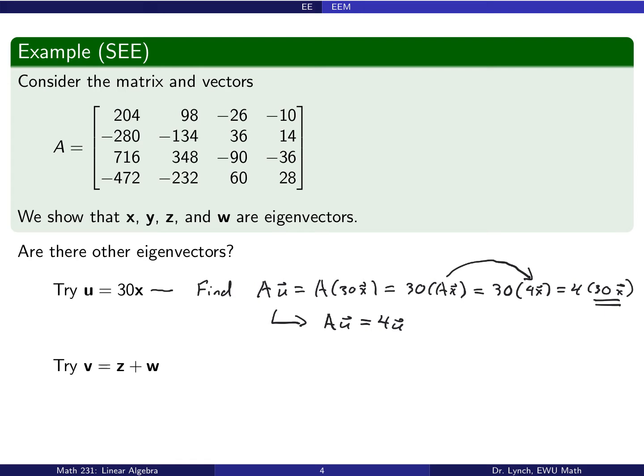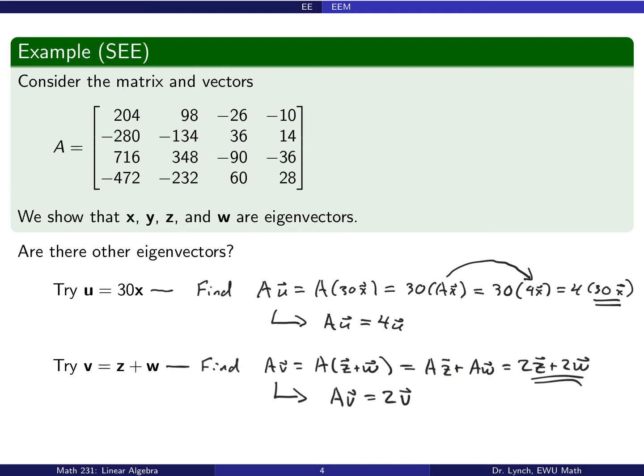Similarly, if we try v equals z plus w, we see that v is an eigenvector corresponding to eigenvalue 2. Of course, since z plus w is exactly v, we see that Av is 2v, and that, like I said, v is an eigenvector corresponding to eigenvalue 2. So we see an interesting relationship here. Any scalar multiple of an eigenvector is an eigenvector, and any sum of eigenvectors with the same eigenvalue is an eigenvector. We'll explore that more in a minute.